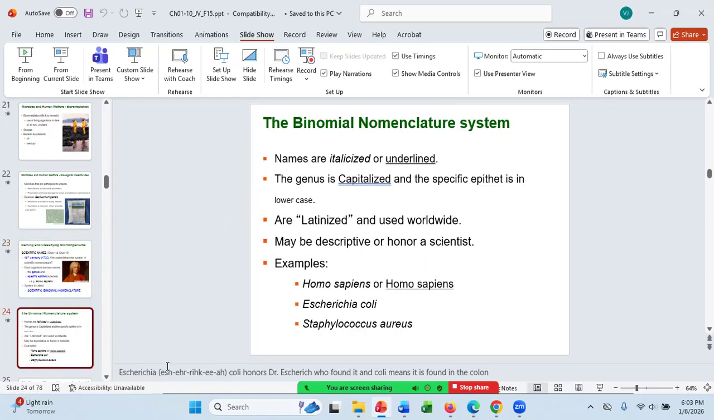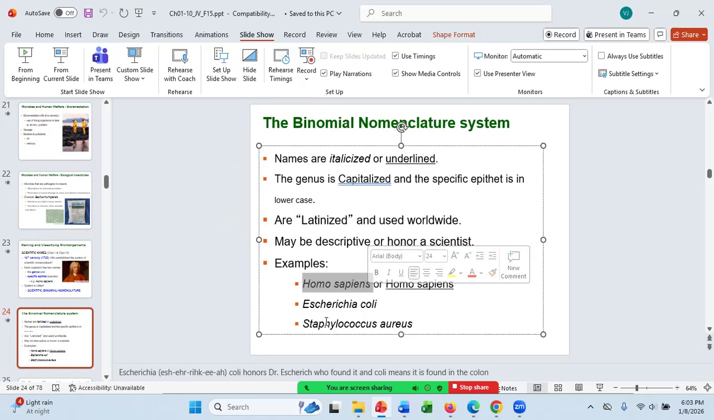When you're using the scientific nomenclature called the binomial nomenclature, all names are either italicized or underlined. So Homo sapiens here, I've got it italicized because I can type it. But if I were to write it on the board, I would write Homo sapiens and then underline it to mean it's a scientific name. Any question about that?